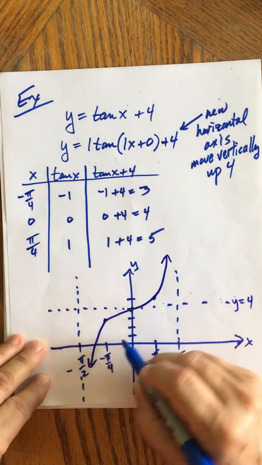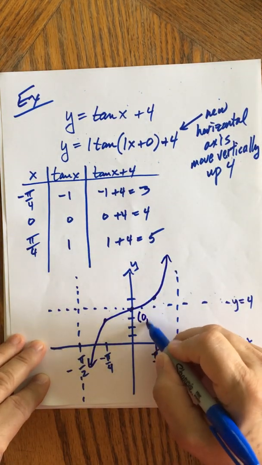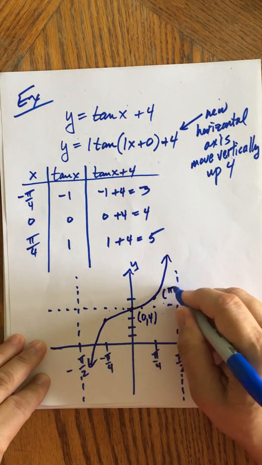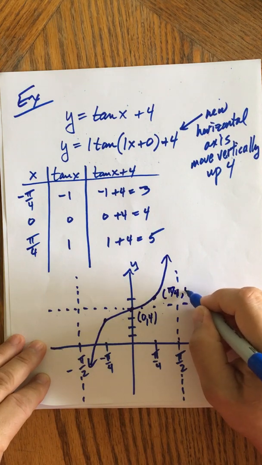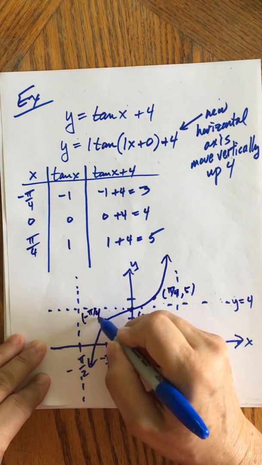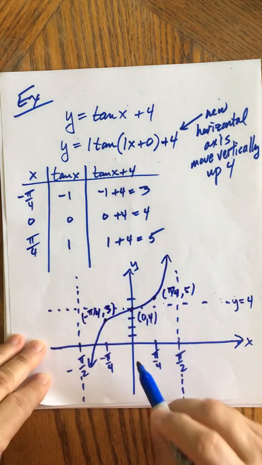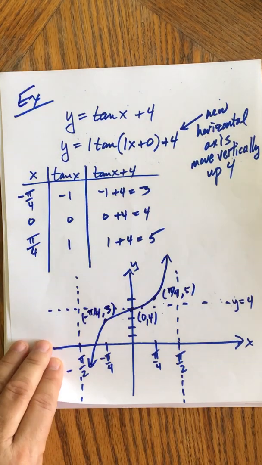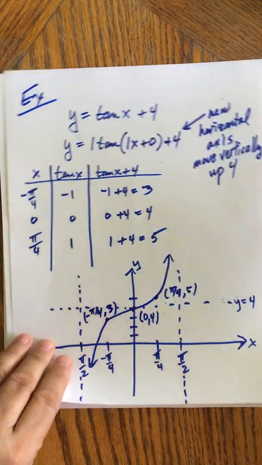That would make this point (0, 4). That would make this point (pi over 4, 5). And that would make this point (negative pi over 4, 3). So that's how you graph this one. Let's go ahead and graph something where you have a shift that's going down.